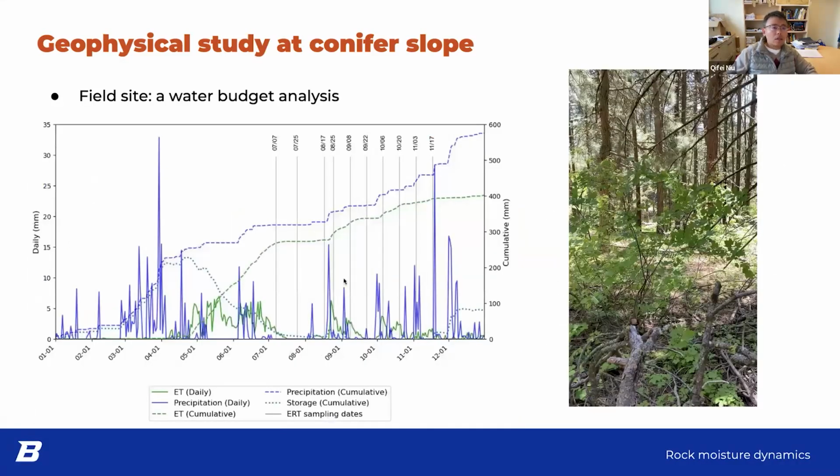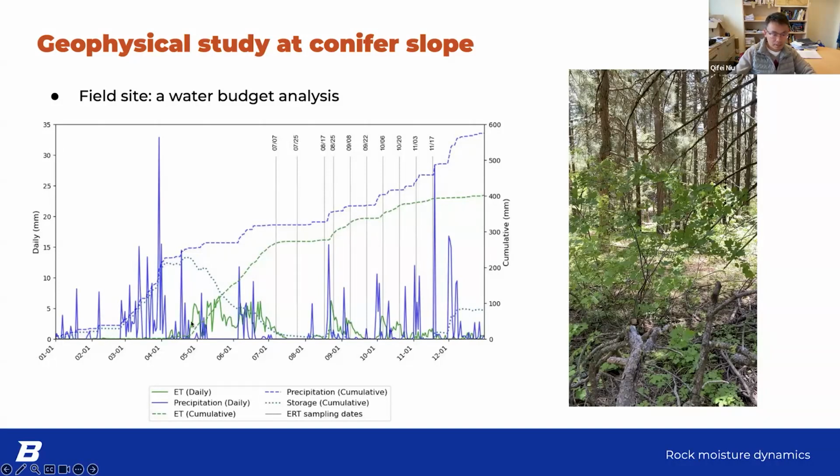Okay, so this figure shows some calculations we did. For example, we calculated for the year 2023 the daily ET, and also the cumulative ET, which is the green line, and the cumulative precipitation and daily precipitation. In addition to that, we also calculated the storage of the subsurface. This is the total storage. We use the water balance method to estimate the total storage.